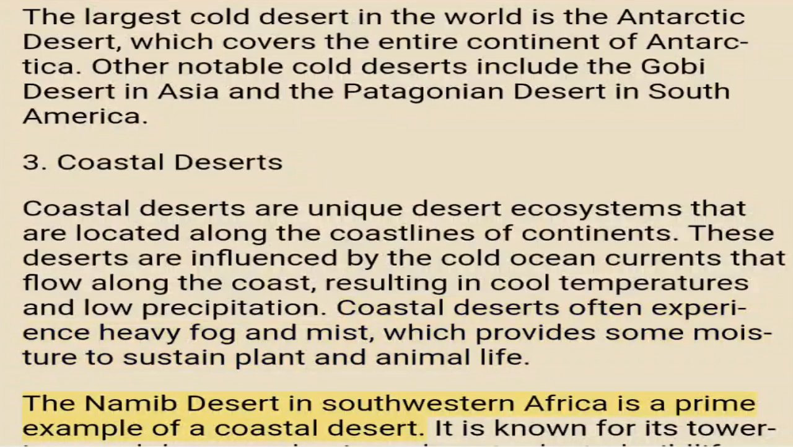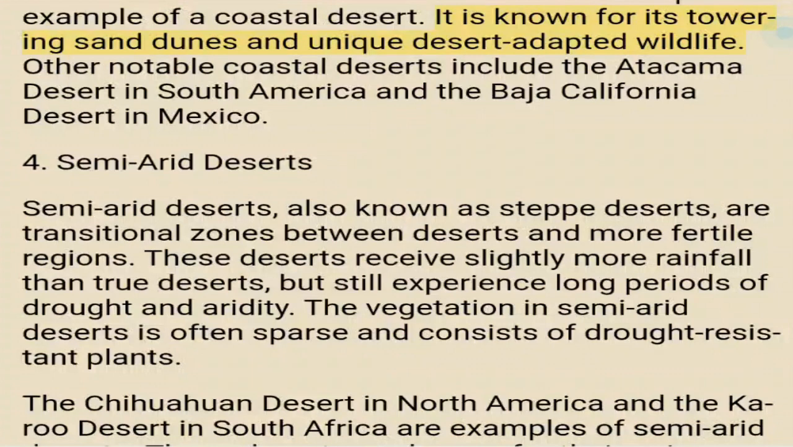The Namib Desert in southwestern Africa is a prime example of a coastal desert. It is known for its towering sand dunes and unique desert-adapted wildlife. Other notable coastal deserts include the Atacama Desert in South America and the Baja California Desert in Mexico.